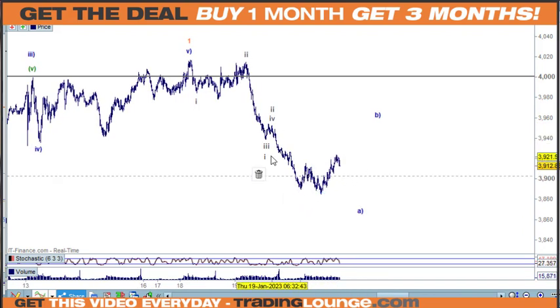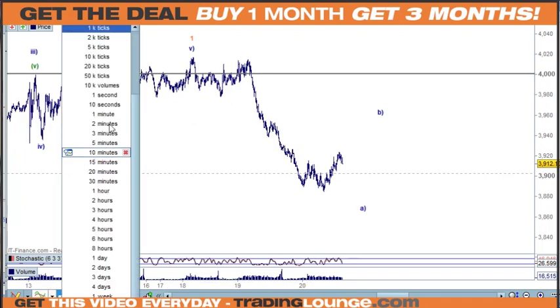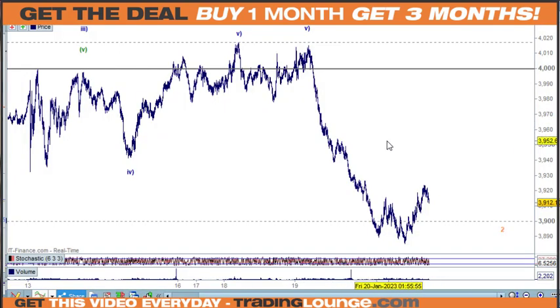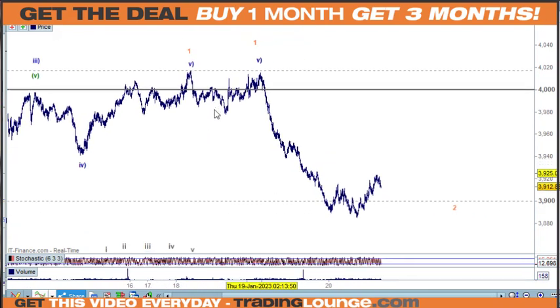We're going to go into the 100 ticks. So I'm just going to remove these for a moment. And at the 100 ticks. So we could use this as the top, or we could use this as the top. If we use this as the top, then we'll need to look at the move down here as wave 1 here and wave 2 here.